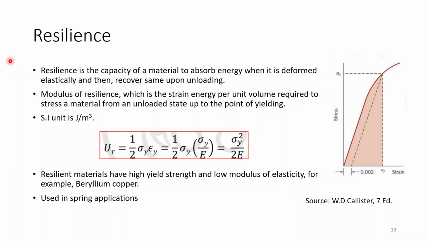Resilience. So resilience is the capacity of a material to absorb energy when it is deformed elastically and then recover the same upon unloading. So modulus of resilience is the strain energy per unit volume required to stress a material from an unloaded state up to the point of yielding. So the SI unit is joule per meter cube.